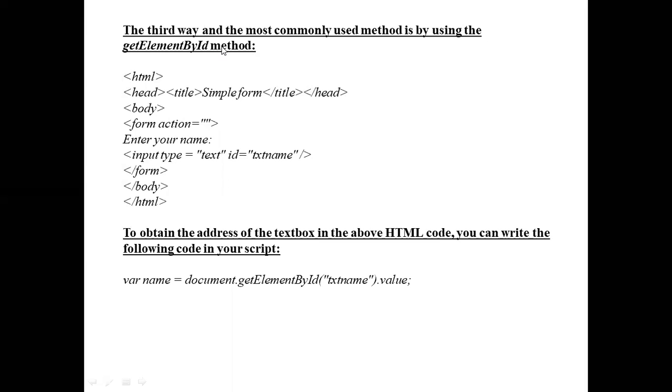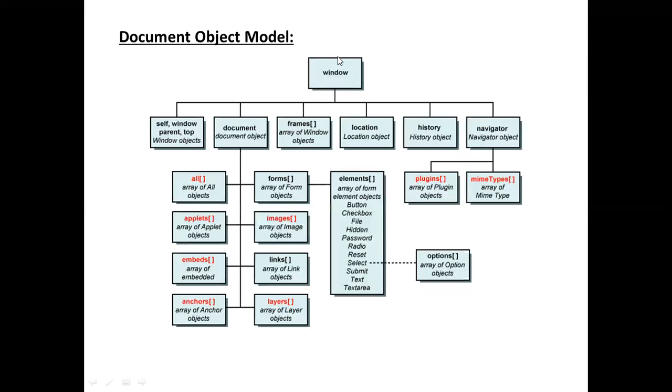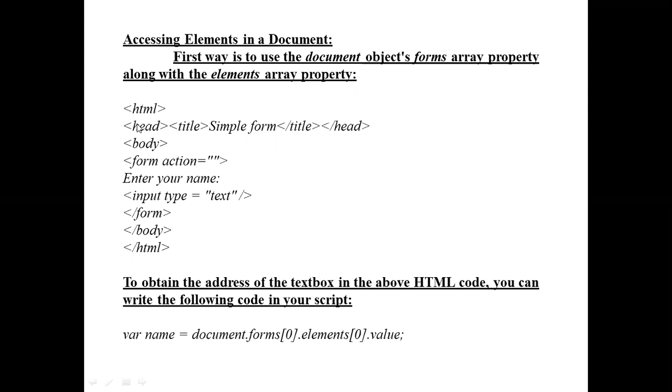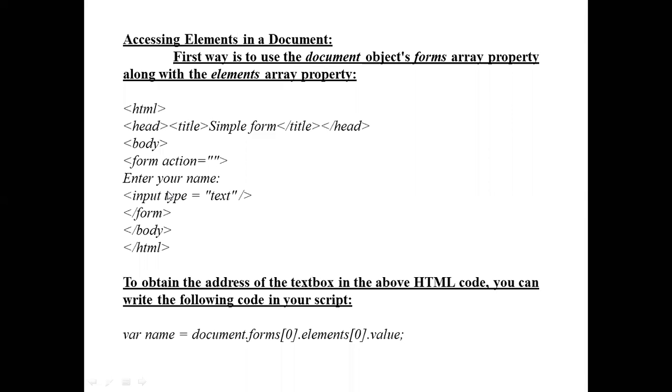Let us see the first one, the array property. In the window there is document dot. Here we are accessing the address of the text box. In the HTML content there is one form, and in the form there is one text box, input type equal to text, to enter our name. So in the HTML document there is a form, and in the form there is only one text box.